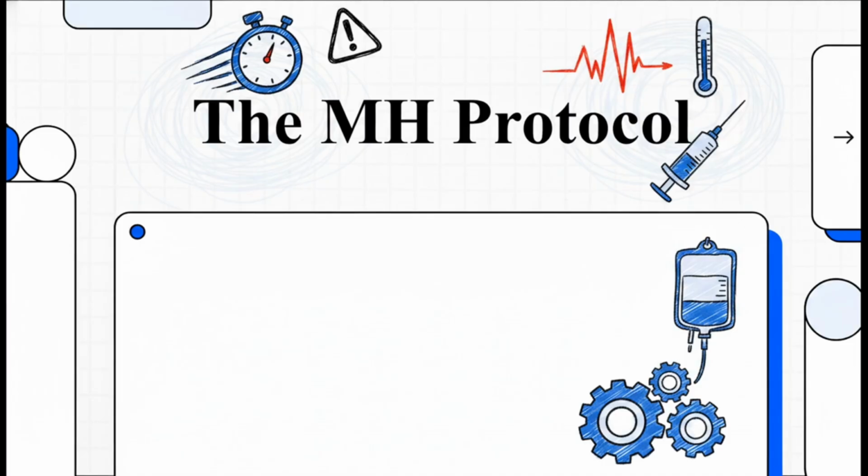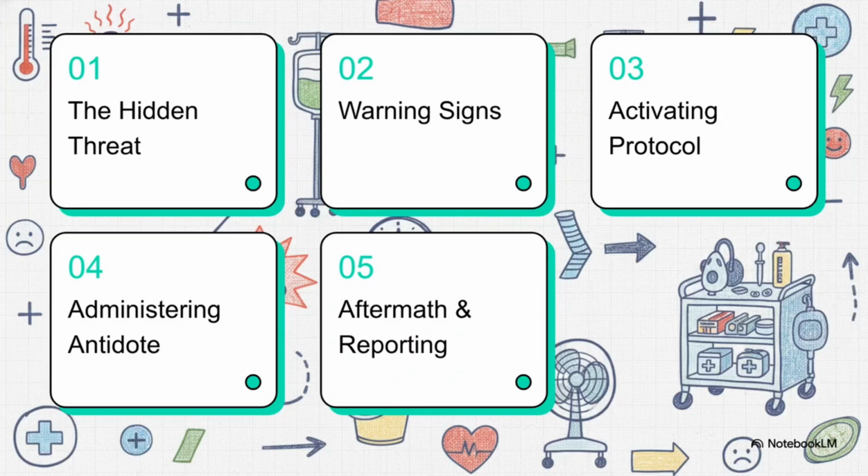So let's dive right into this and see exactly how a hospital prepares for an event that strikes with practically zero warning. Here's our crisis playbook for today. We'll start by uncovering the hidden threat. Move on to recognizing warning signs, activating the protocol, administering the antidote, and wrap up with the aftermath and reporting. It's basically the chronological journey of a life-or-death operating room emergency.